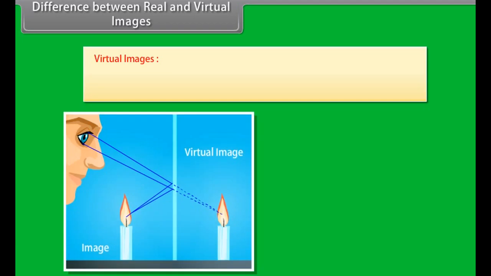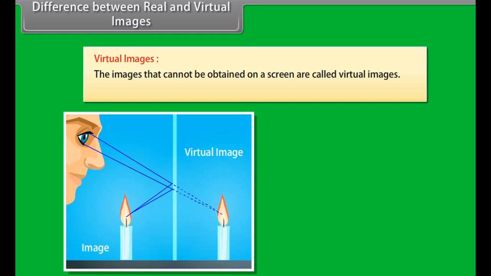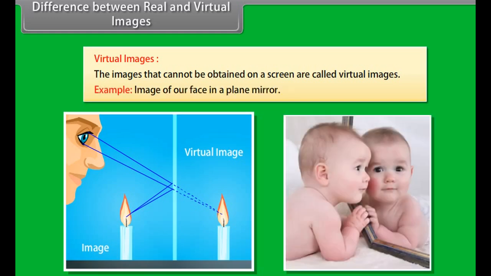Virtual images. The images that cannot be obtained on a screen are called virtual images. Example, image of our face in a plane mirror. It is formed by concave lens.